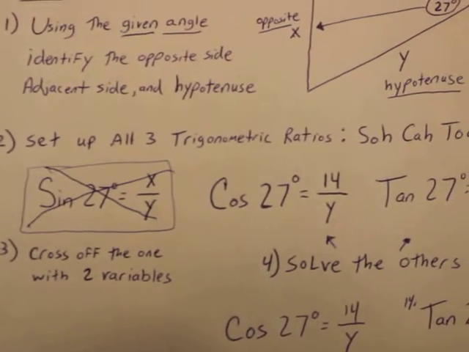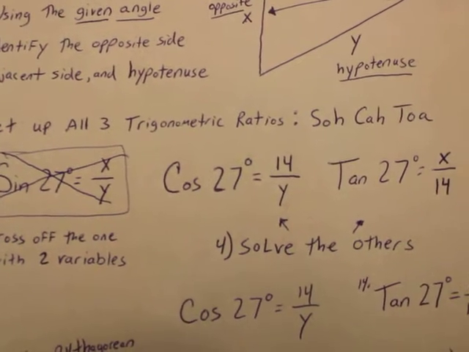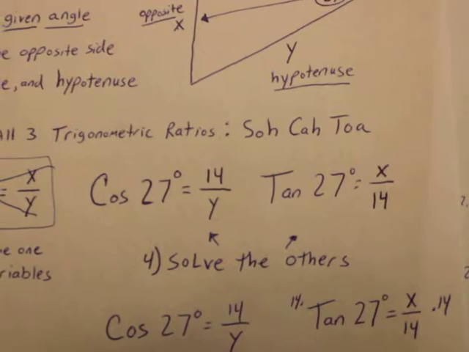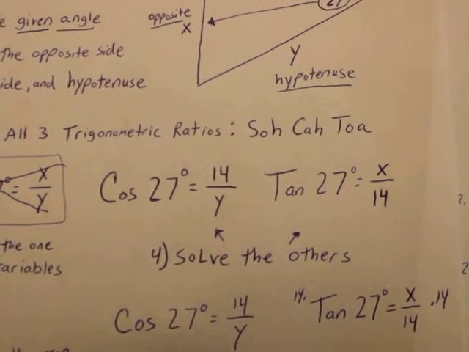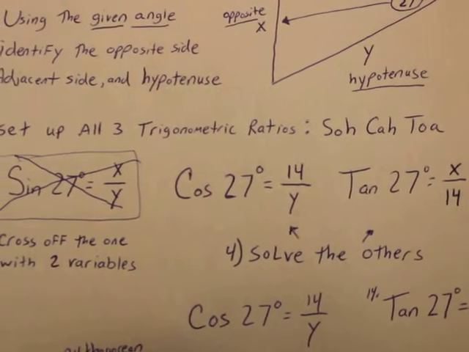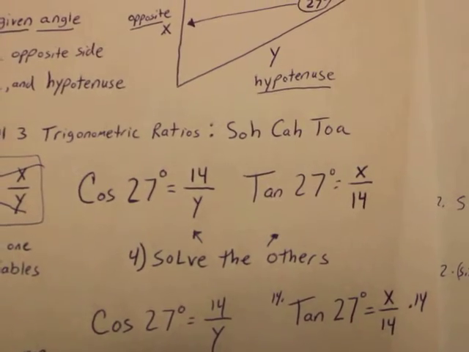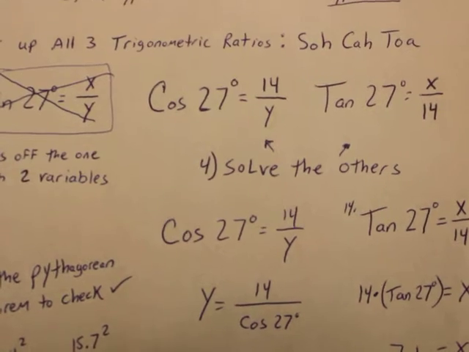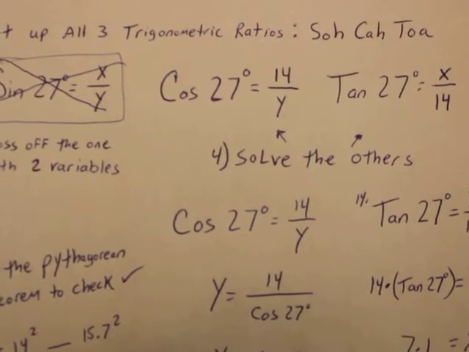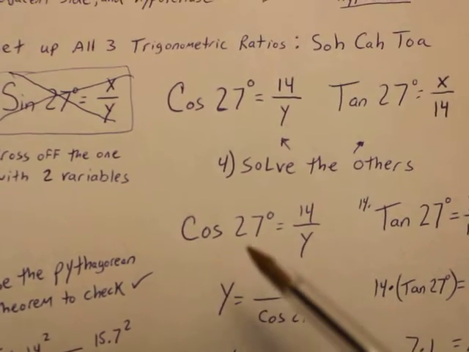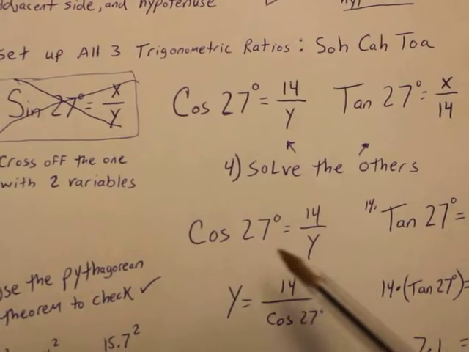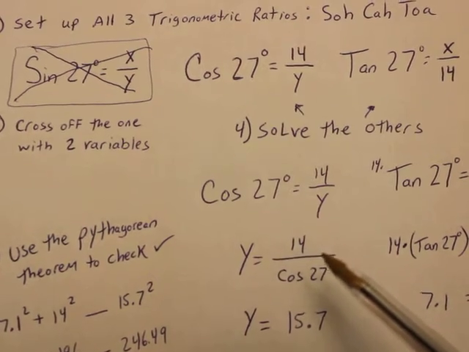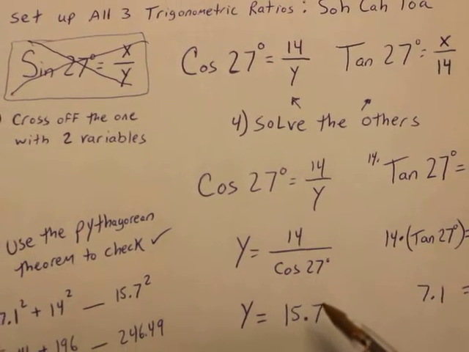But you can solve this one, cosine of 27 equals 14 over y, and you can solve the tangent of 27 is equal to x over 14. So we're going to use this one to solve for y, and we're going to use that one to solve for x. If I have that set up where the y is in the denominator, I'm going to do the old flip-flop. I'm going to take the y and the cosine of 27 and change their positions. And then I'm going to do 14 divided by the cosine of 27 in my calculator.